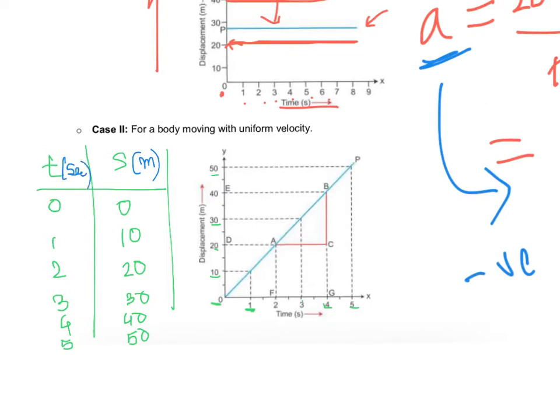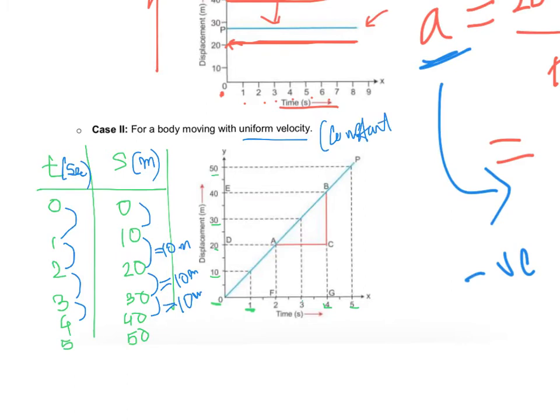So this means at equal intervals of time, from 0 to 1, I have moved 10 meters. From 1 second to 2 seconds, I again move 10 meters. This is also 20 minus 10, which is 10 meters. For the next 1 second, I have again moved 10 meters. So for every second, I am moving 10 meters. That means I am having a uniform velocity. Uniform velocity means constant velocity.